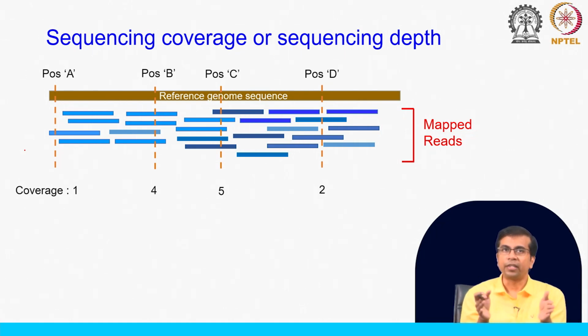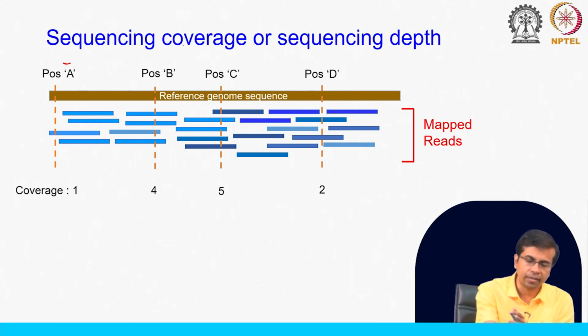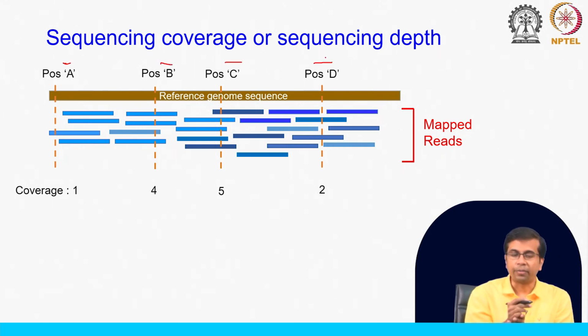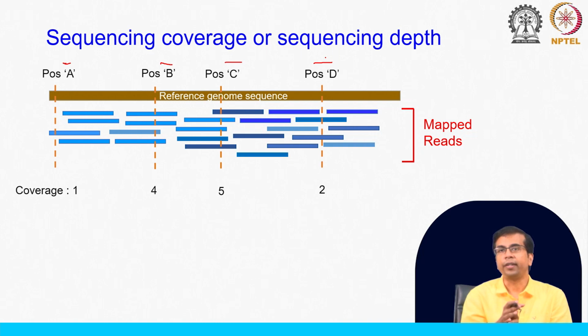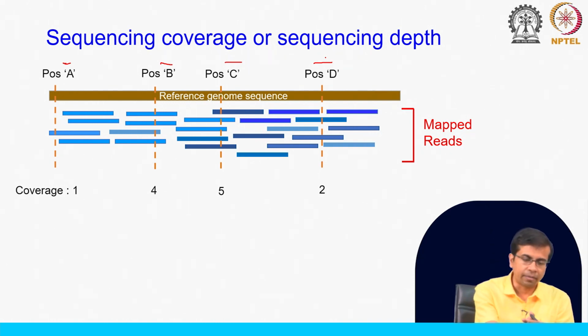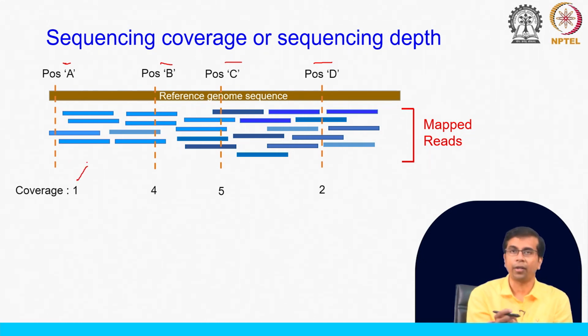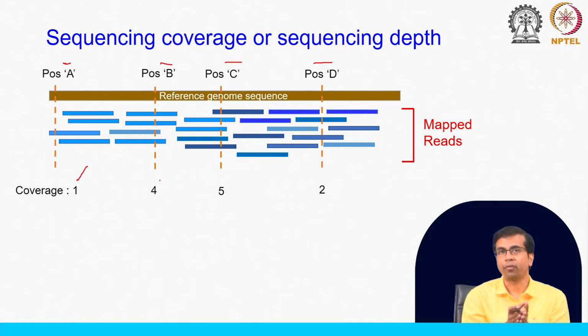After this mapping, if we take these 4 positions, position A, B, C, D, we just check how many reads have mapped to each position. For example, for position A you have just one read mapping to that position, so you have coverage of 1. For position B you have 4 reads mapping there, so coverage 4, position C coverage 5, position D coverage 2. So, this is how we calculate coverage for each base in the reference genome sequence.